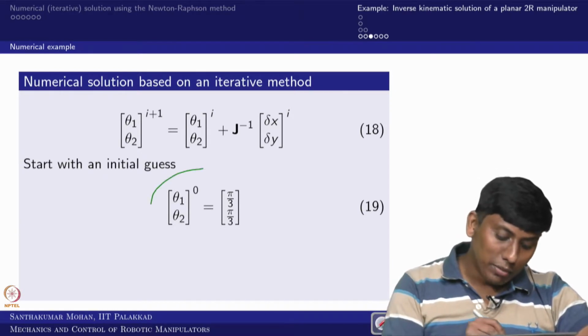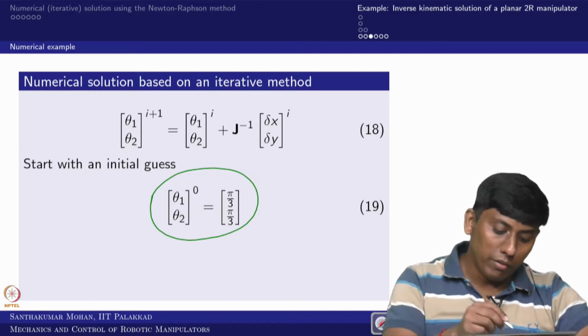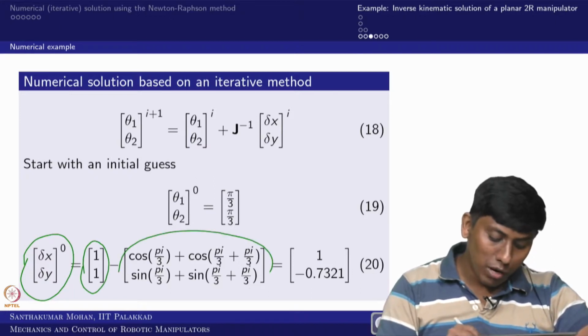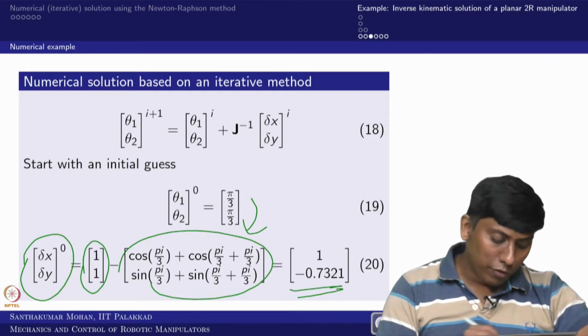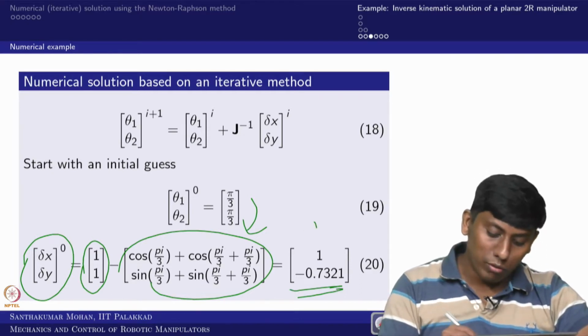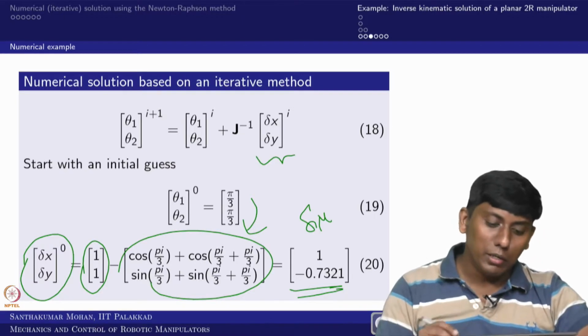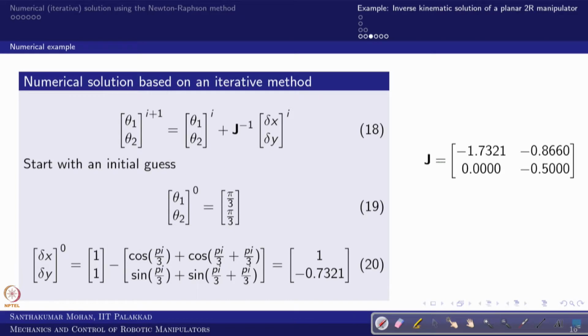So initial guess I am taking as 60 degrees each. So if I substitute this, what will I get? I'll get delta x something, because x and y are given, and this is the mu actual based on this initial guess. Okay. So now this is the difference, this is equal to delta mu, this is the value, and J inverse I need to find. So I substitute that value in here. So the J value is obtained.